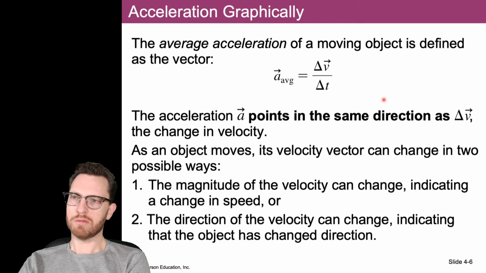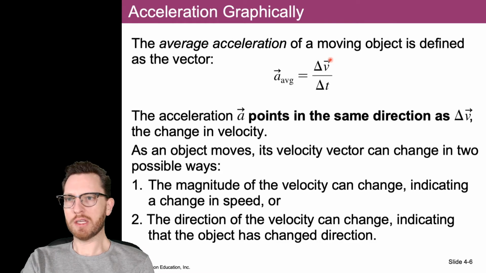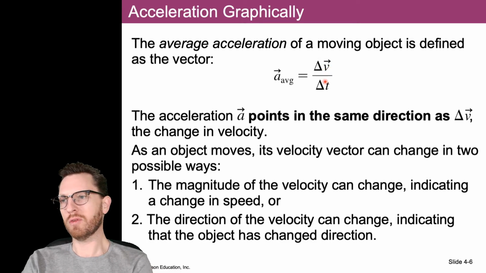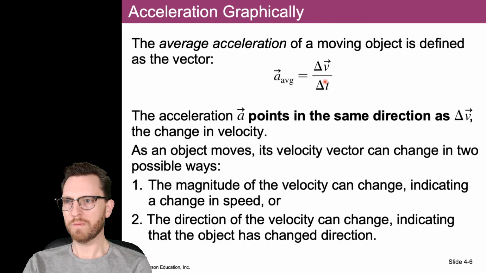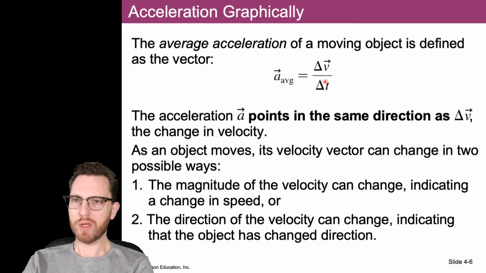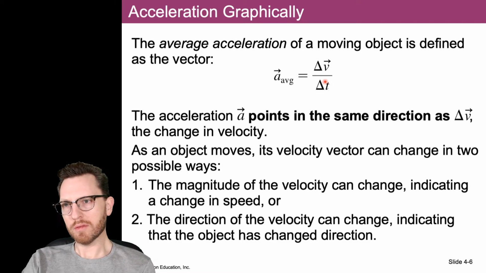We can continue this line of thinking. What about the acceleration? Well, the average acceleration of an object moving through some two-dimensional space is just going to be the change in that velocity vector: some v2 at some later time minus some v1 at some initial time, divided by the time interval between those two points. The acceleration a points in the same direction as delta v. So accelerations change the velocity.